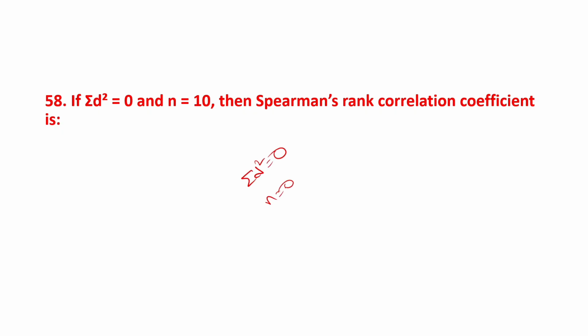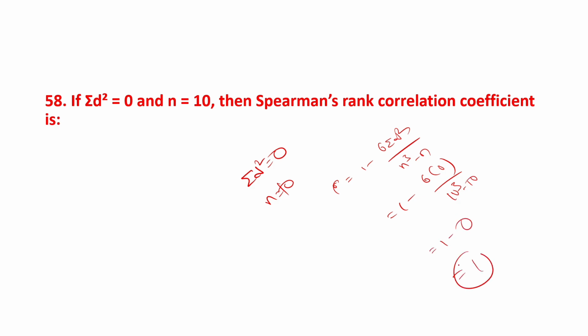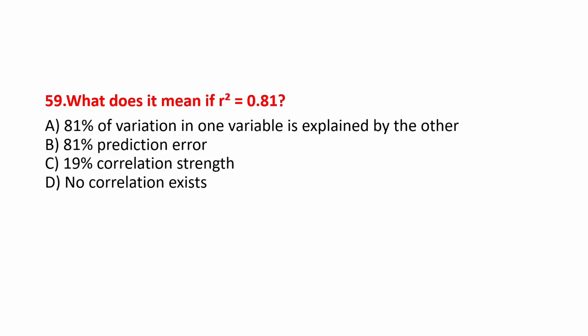If summation d square is equal to 0 and n is equal to 10, then Spearman rank correlation is 1 minus 6 summation d square by n cube minus n. 1 minus 6 into 0 by 10 cube minus 10. So 1 minus 0. So answer is 1. Without giving the option only we can tell directly answer positive 1. C is the answer.